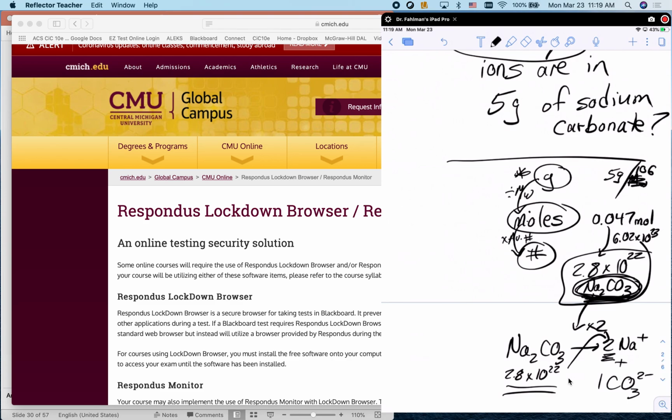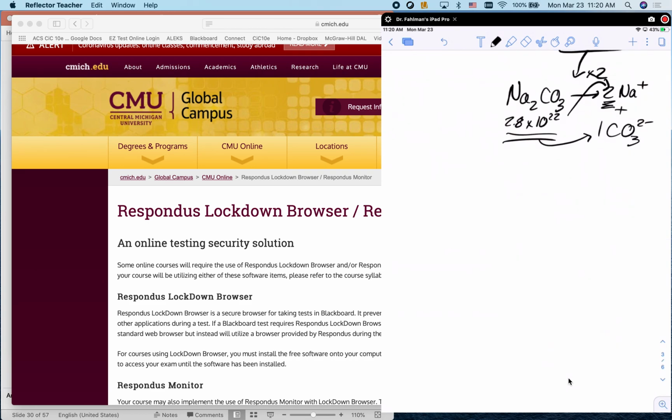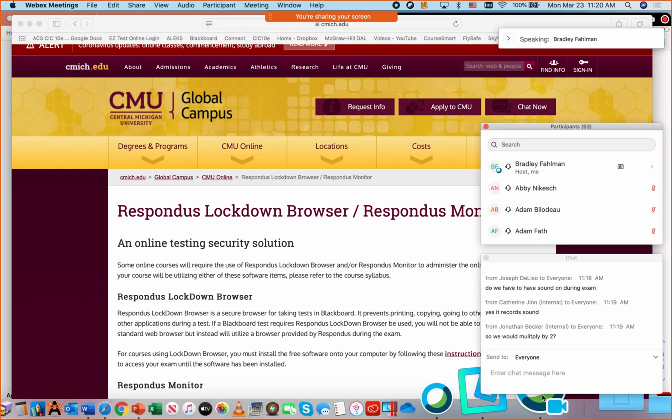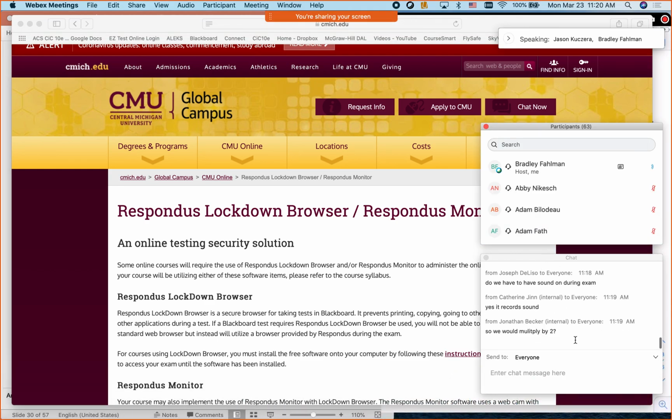Excuse me? Yeah, repeat, please. So if it's asking for anions, would you just keep everything the same? Correct. Yeah, exactly. If it's asking for how many anions or how many carbonates explicitly, then it would be the same number. Let me go back to the text here. So you would multiply by 2.